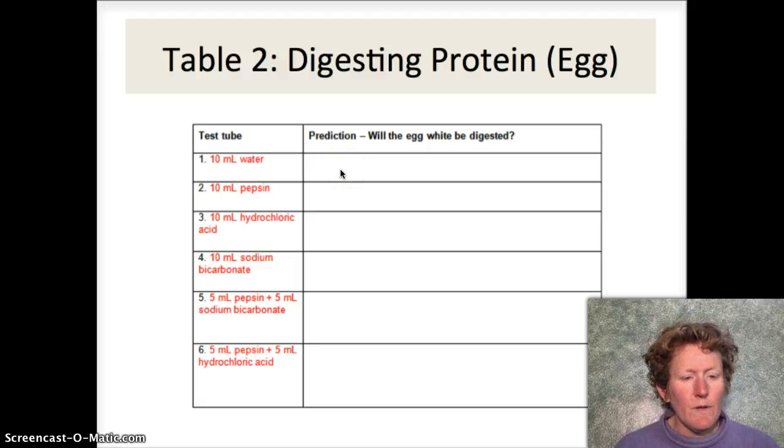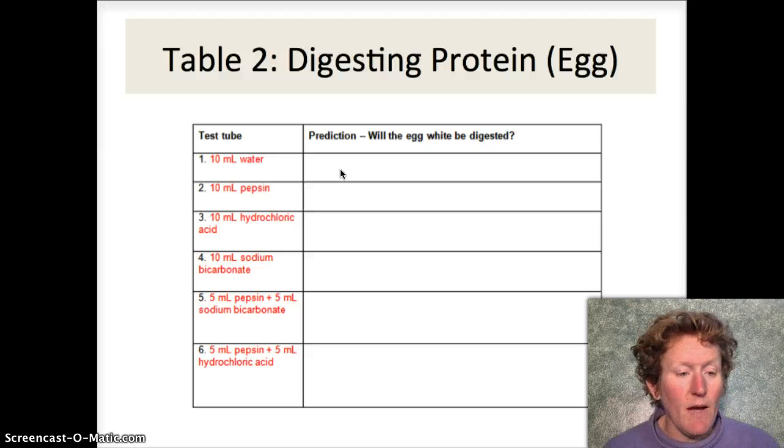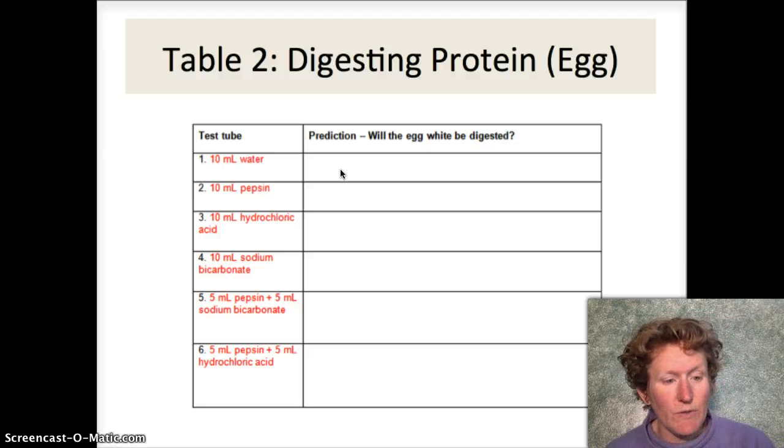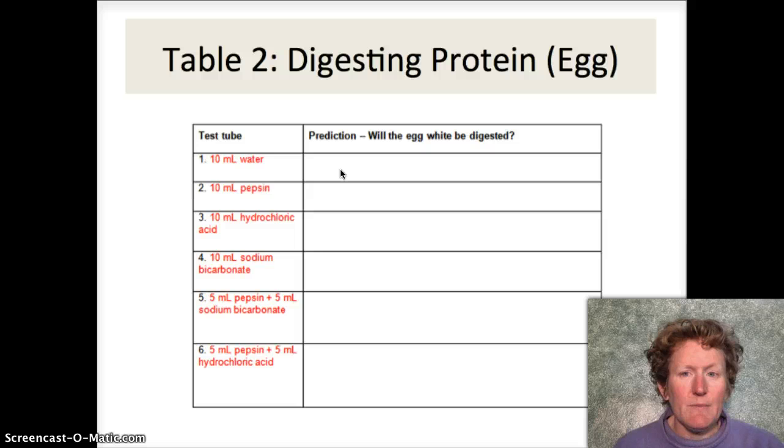So knowing what you know about enzymes and how they work, and specifically how pepsin works and where it's supposed to work in the stomach, which is a pretty acidic environment, more like vinegar than baking soda, make some predictions on your lab sheet. Fill in this table based on if you think the egg white will be digested.